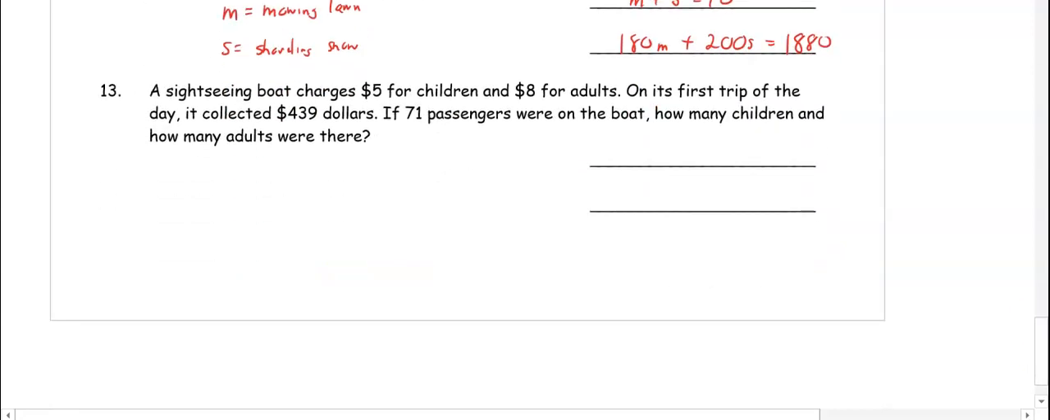In number 13, a sightseeing boat charges $5 for children and $8 for adults. On the first trip of the day, it collects $439. If 71 passengers are on the boat, how many children and adults are there?